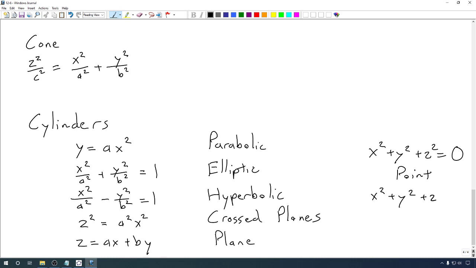Or if we're being really annoying about it, we could say x squared plus y squared plus z squared equals -1, which has no solution at all. There's no way to pick x and y and z using real numbers that makes that work. This is, you could say, the empty set. I'm including these just to be a little pedantic, but the point here is, at least at this point, you should have a good idea of what possibilities there are with quadric surfaces.